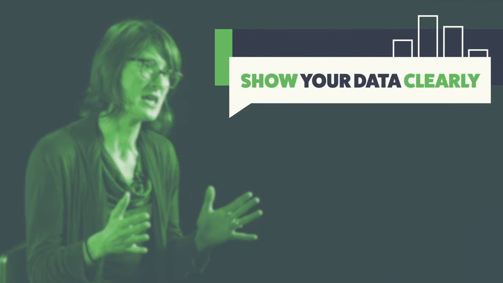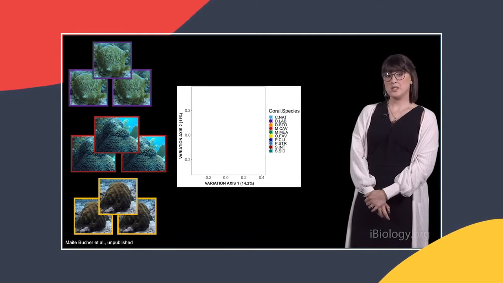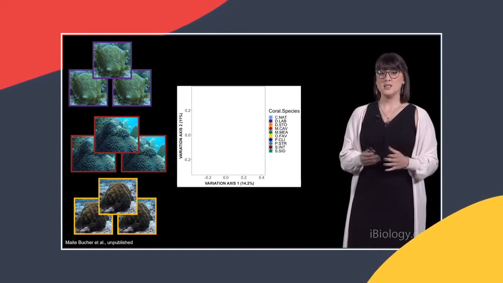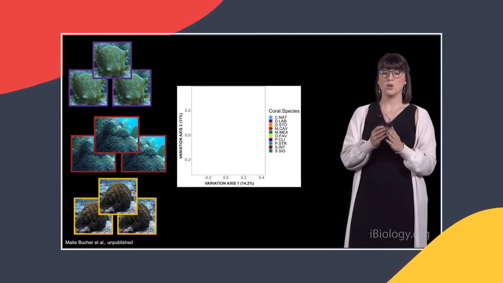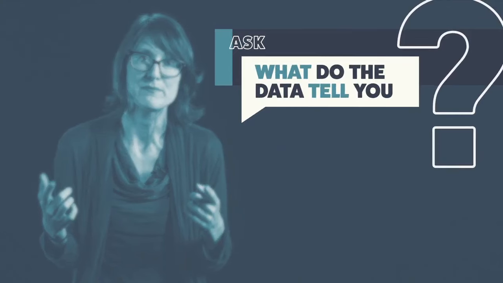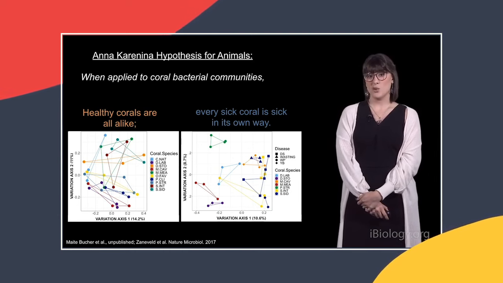Then I show them the data, and I try to do that in a very clear and accessible way. On the axes, you will notice they aren't your typical X and Y axes. Instead, these are variation axes. This means that the farther apart two points are, the more different the bacterial communities are, and the closer they are, the more similar they are. And then I talk about, okay, what did I learn from this data? Healthy corals are all alike, but every sick coral is sick in its own way.